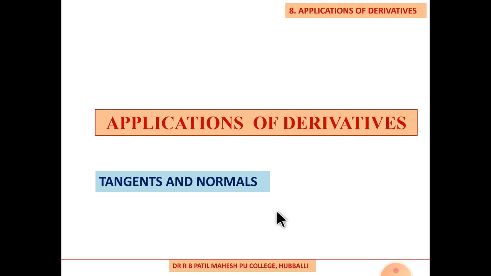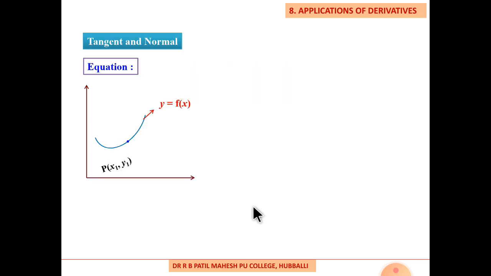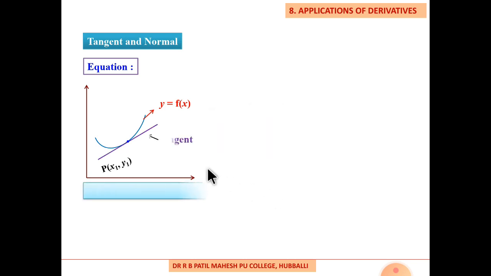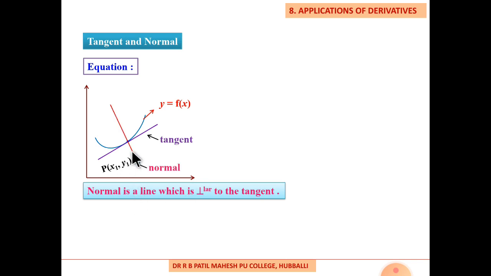So let us start with tangent and normal, that is, their equations. Consider a curve y equal to f of x, and a point P on this curve, that is (x1, y1). This is a tangent, and perpendicular to this tangent is the normal.